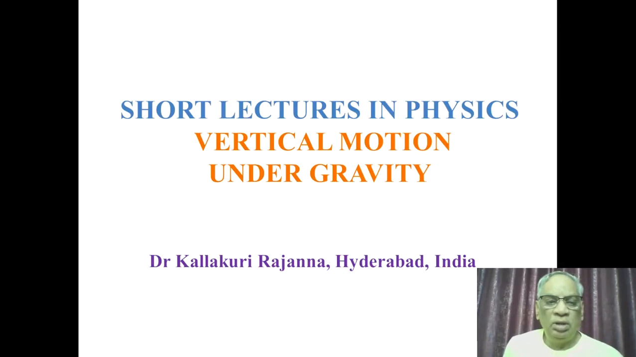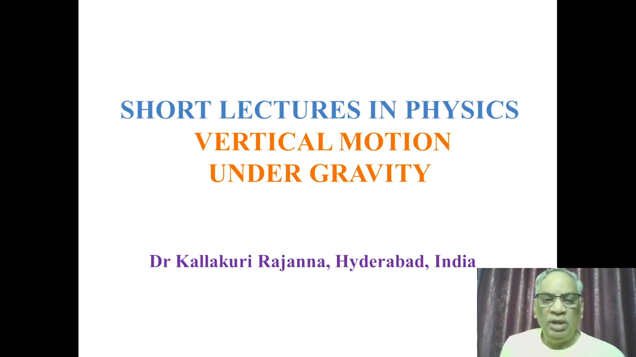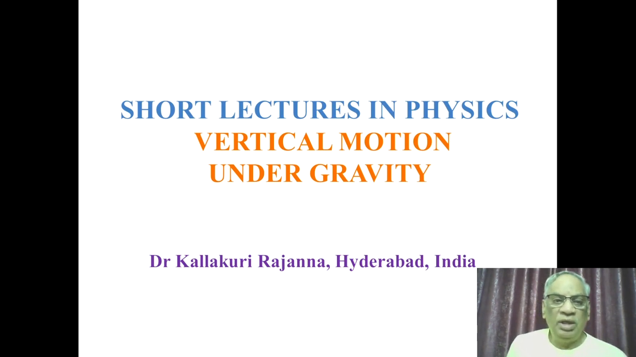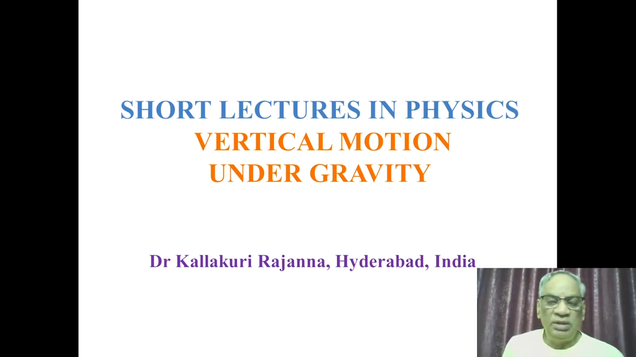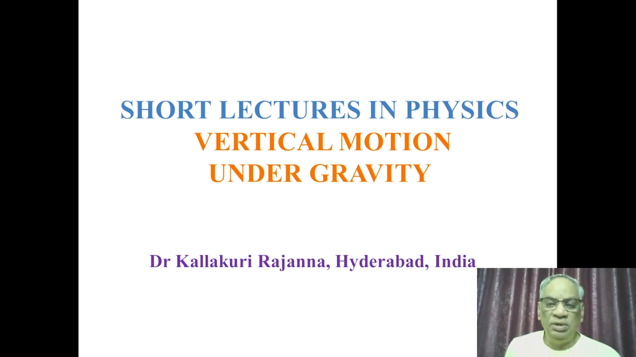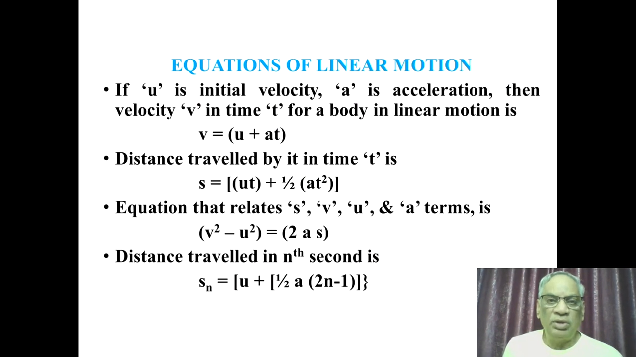The topic to be discussed in this session is vertical motion under gravity. The vertical motion of a body, when it is projected up, it will go linearly to some height and then it falls back. In both directions, it is under the influence of the gravitational force, that is due to Earth's gravitational attraction. So, because it is traveling in a linear path while going up and then coming down, the equations for linear motion can conveniently be used for analyzing the body motion in vertical direction.